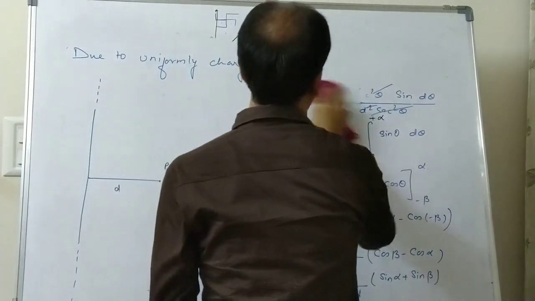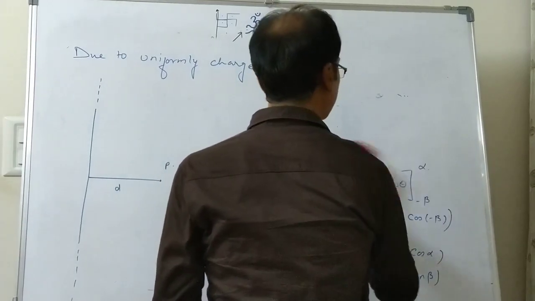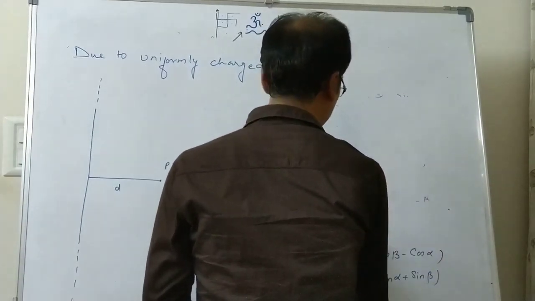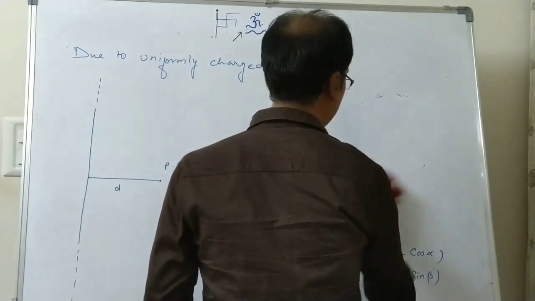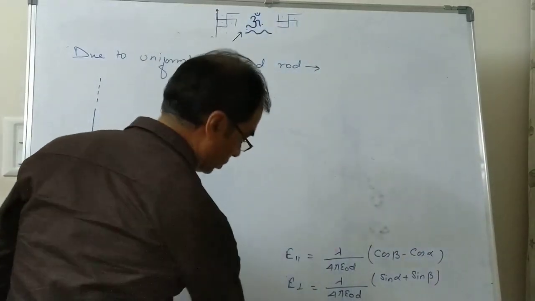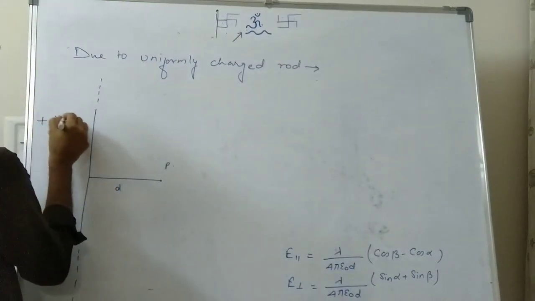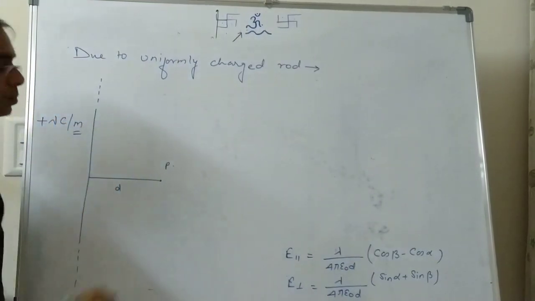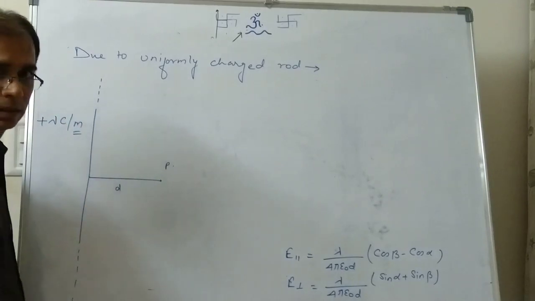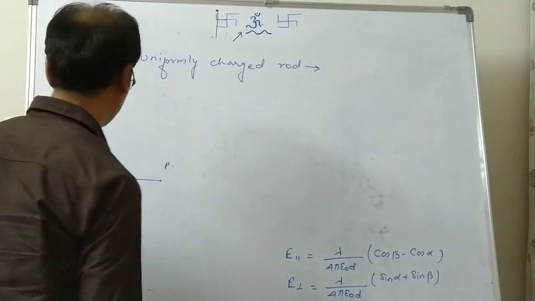Now what do we have to find in this? Lambda is given to you as lambda only and the separation is also given, d. So the only thing we have to find in this case is the angles. What are alpha and beta? Here also the charge density is lambda coulomb per meter, the distance is d. What we have to find is the alpha and beta values.